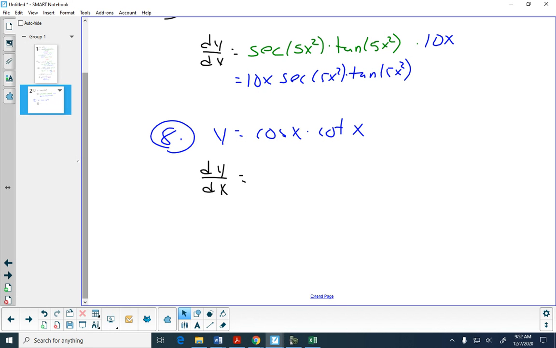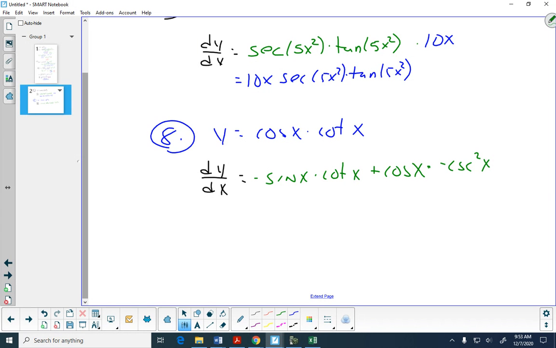Derivative of cosine is what, Carmela? Negative sine of x. Negative sine of x times the second, which is cotangent of x, plus the first, cosine of x, times. Now we have to go back and find the derivative of the cotangent. I have the negative cosecant squared x. Yep, negative cosecant squared of x.